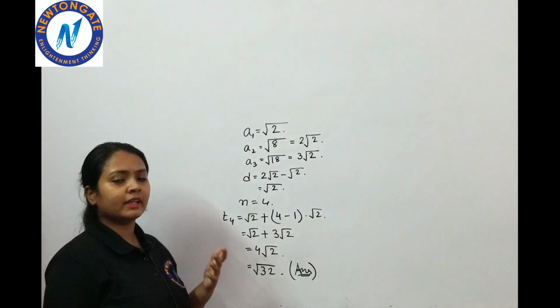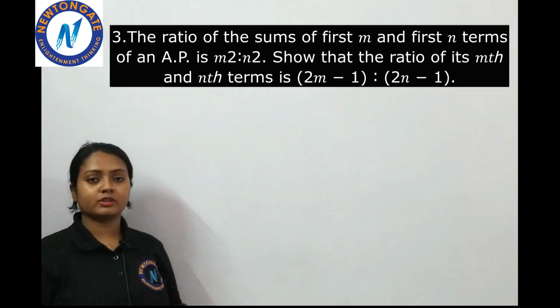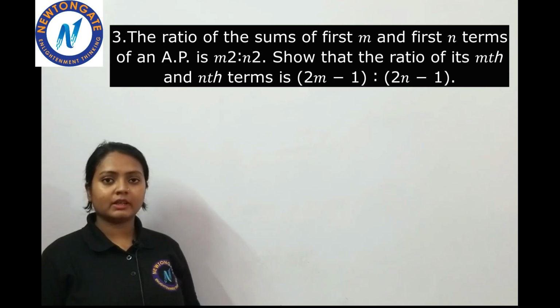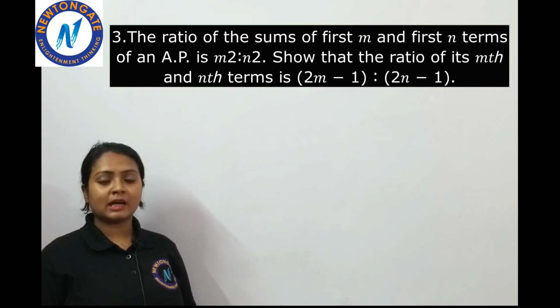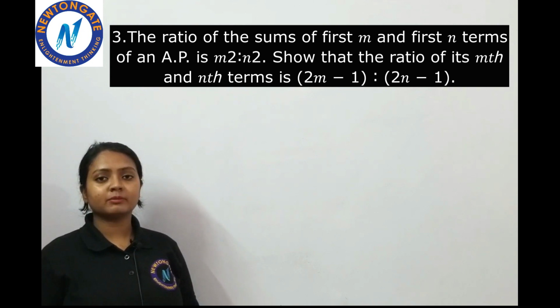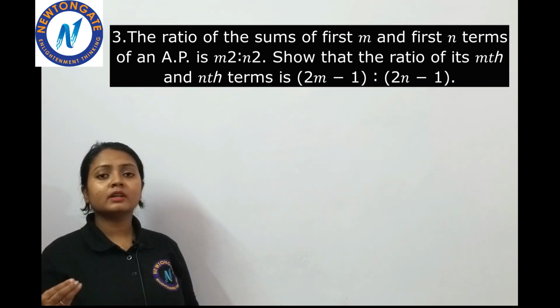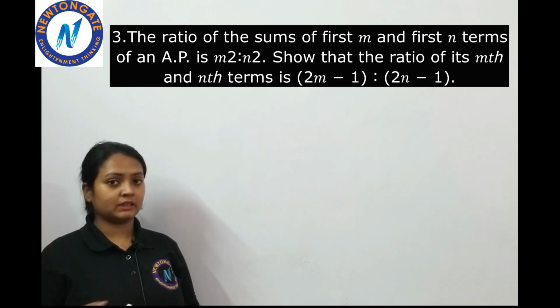Come to the next question. Here is the third question. In that question, given that the ratio of sum of first m terms to the first n terms is m square is to n square. Now show that the ratio of mth to the nth term.